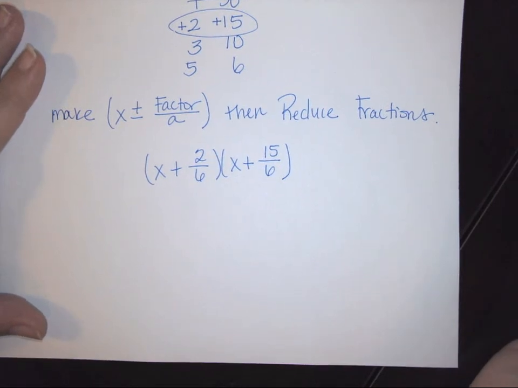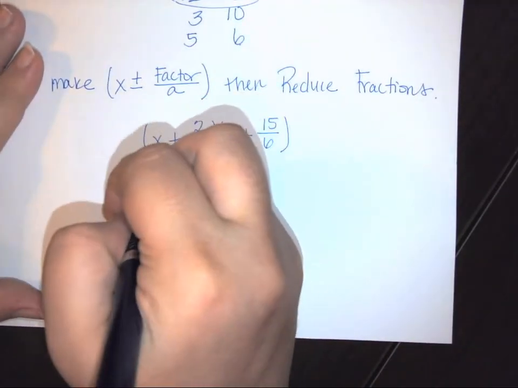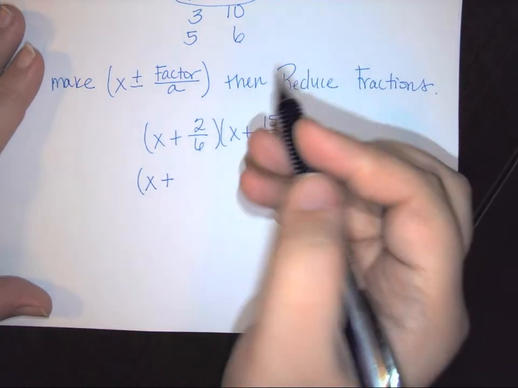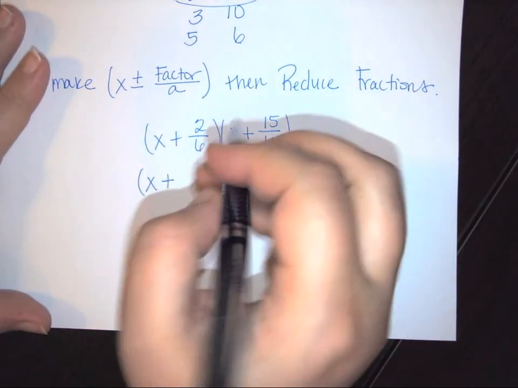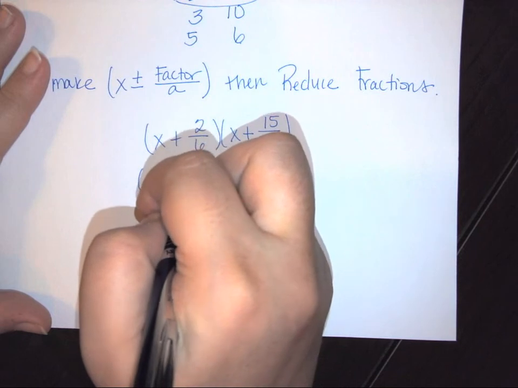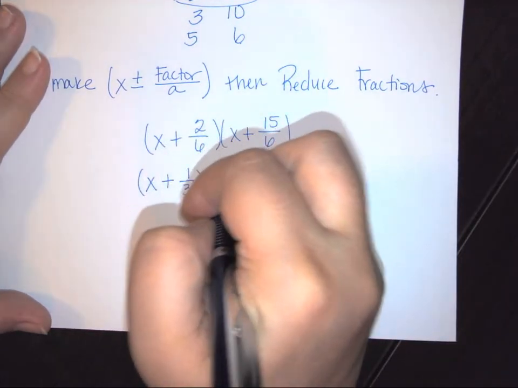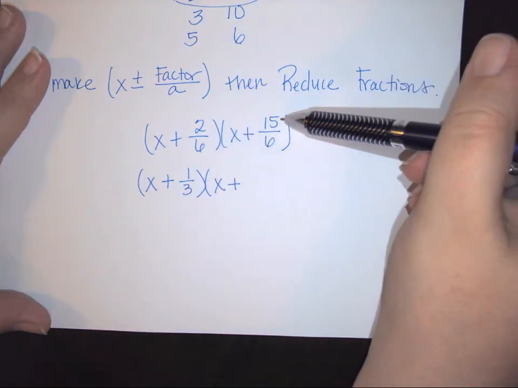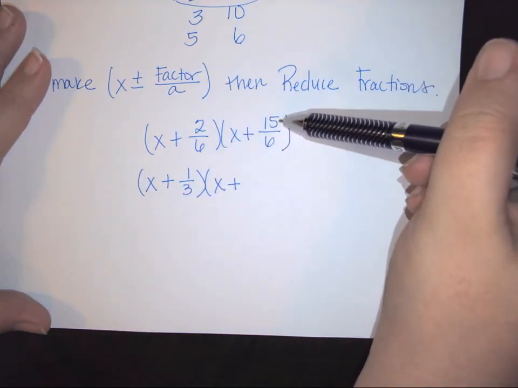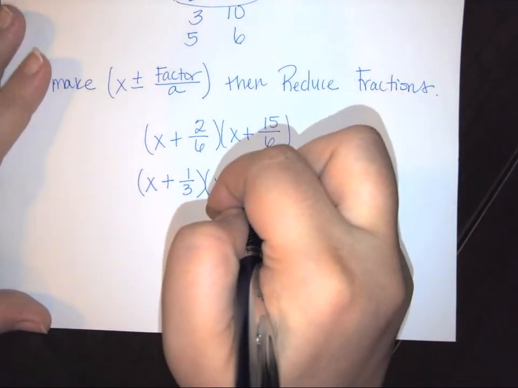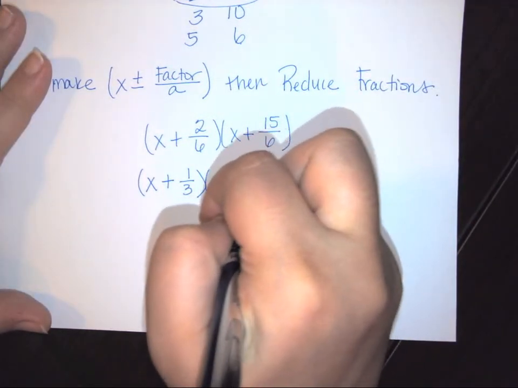So I need to reduce each fraction. So here this is still an x plus. 2 over 6 is going to reduce very nicely. 2 goes into 6 3 times. So this is going to be 1 over 3. And then on the other one I have x plus, and again 15 over 6 has a common factor. What's common there is 3. So I'm going to take 3 out of top and bottom, leaving me with 5 over 2.